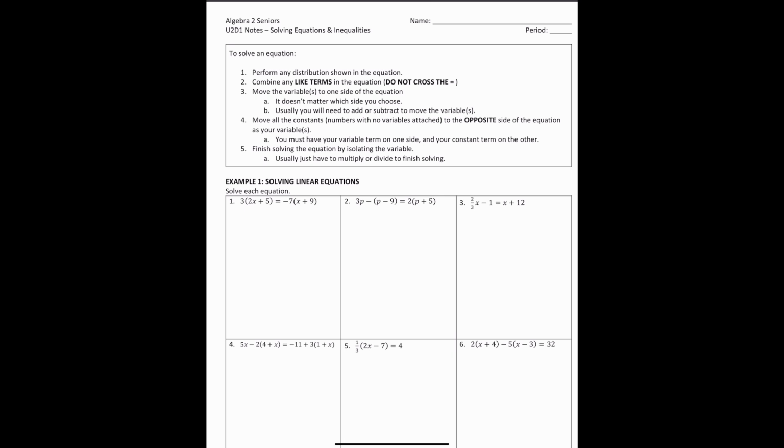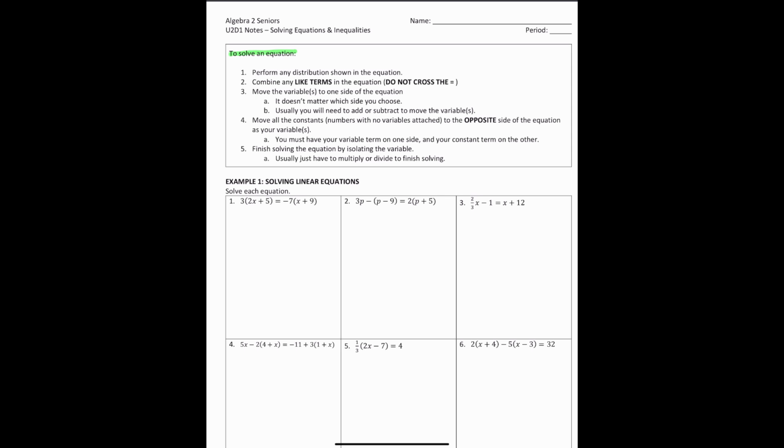All right, so Unit 2, Day 1, we're going to be solving equations and inequalities. Now, to solve an equation, 1, we perform any distribution shown in the equation. 2, combine any like terms in the equation. So if there are like terms on one side of the equal sign, combine those values and do the same to the other side if you need to.